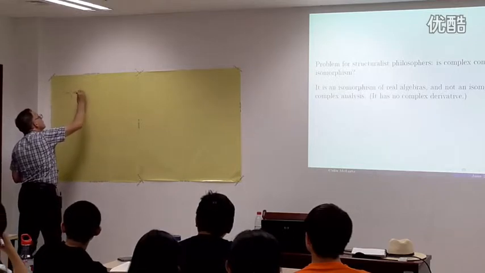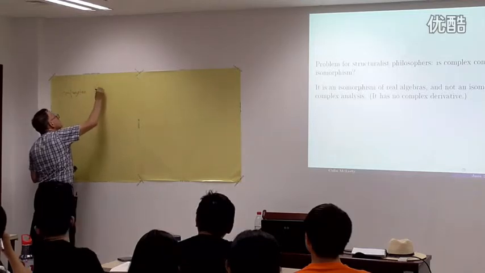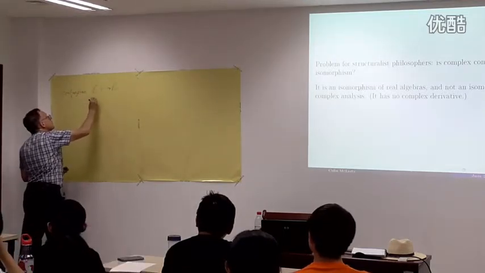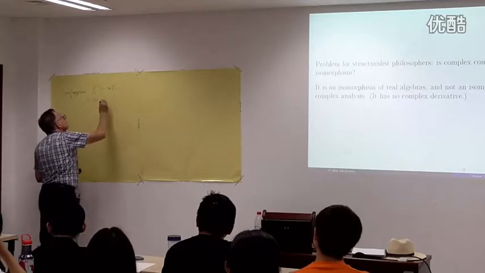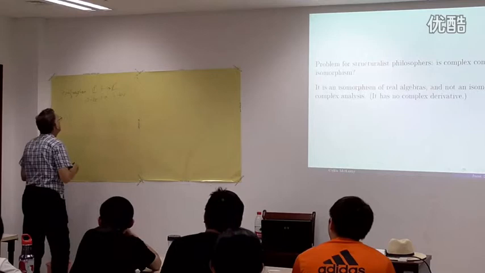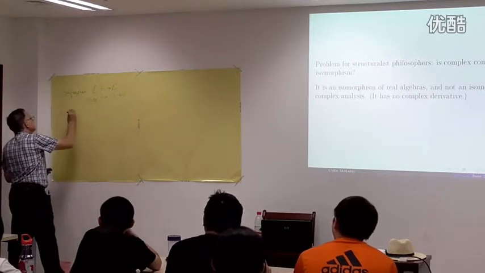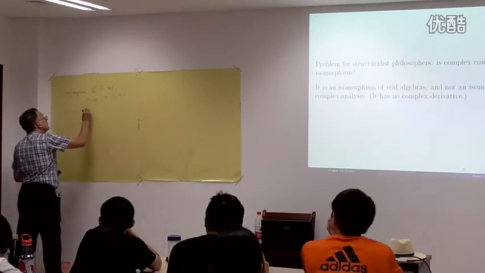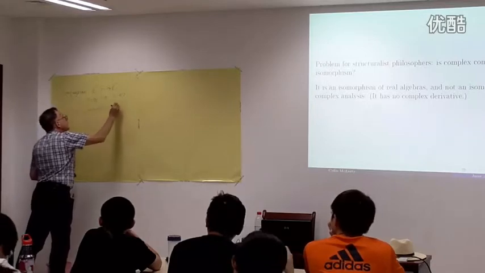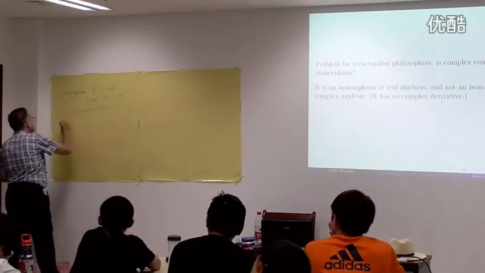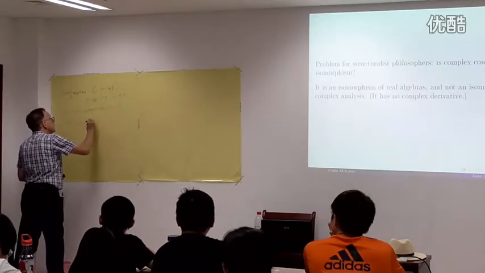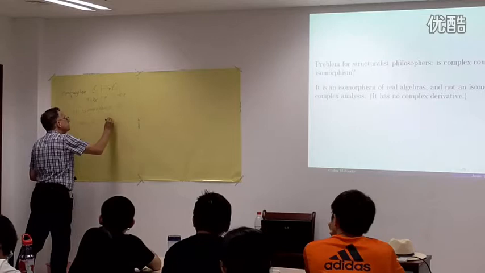Complex conjugation takes the complex numbers to the complex numbers. A plus bi goes to A minus bi. It is an isomorphism in the category of real algebras.